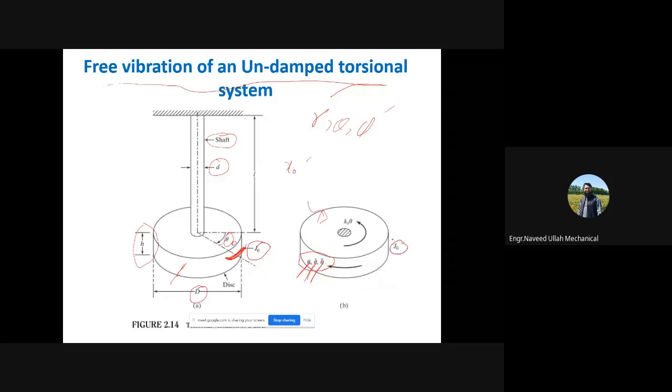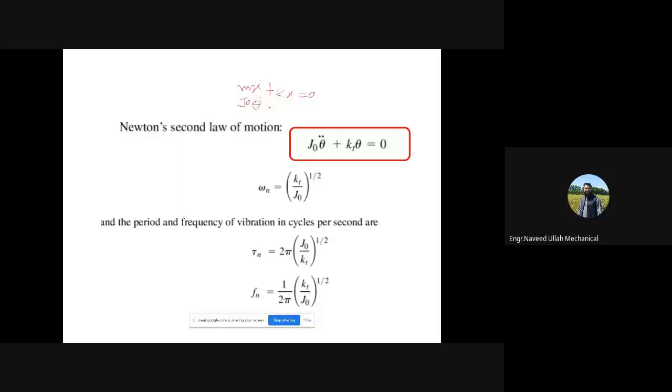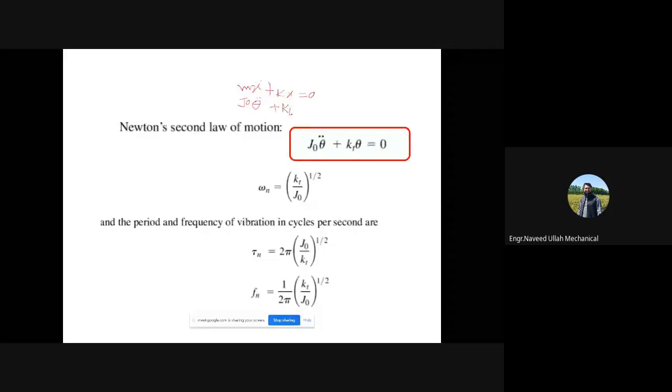One thing I need to tell you is that here, just as we have mx double dot plus kx equal to 0, which is the equation for a translational system, there is an analogy table which makes an analogy with the torsional vibration. Instead of having m, you are having J naught, the polar moment of inertia. Instead of having x double dot, you are having theta double dot. And plus this is k, and here we will be having the torsional stiffness, the coefficient of stiffness, right?